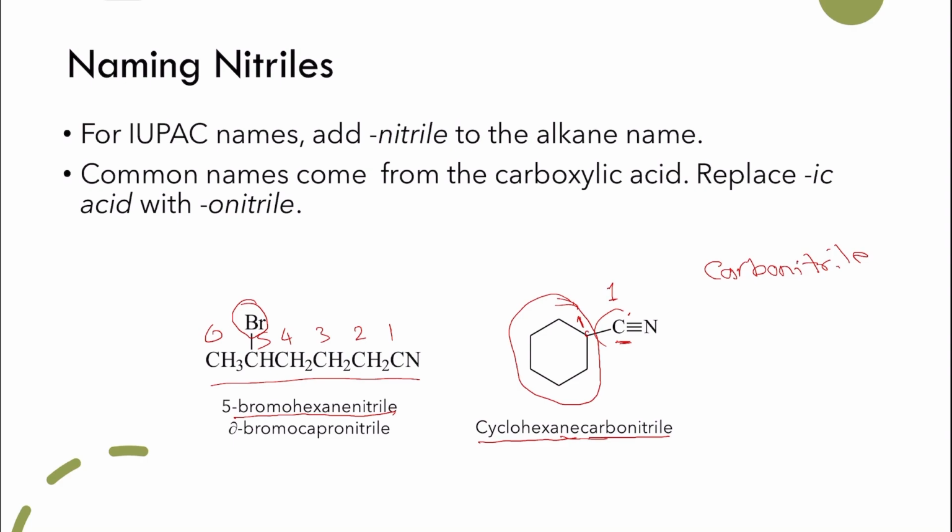Another common name for naming nitriles comes from the carboxylic acid. We replace the ic of the acid with onitrile. So we can say hexanonitrile rather than hexane nitrile. So this is like the common name.